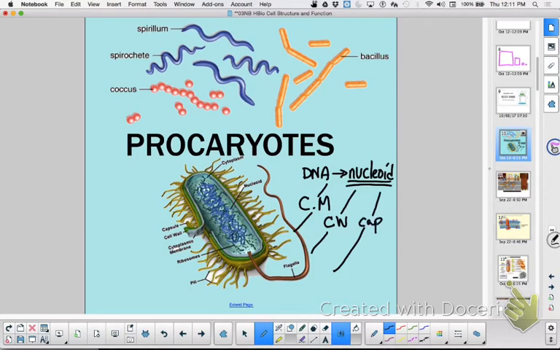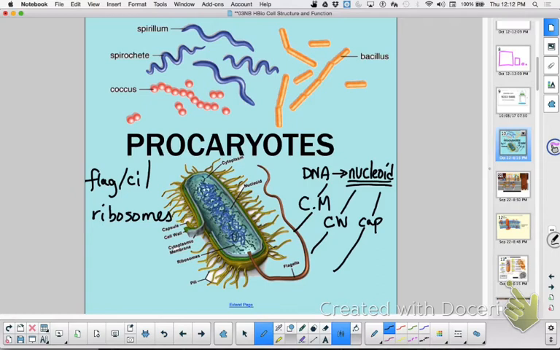What else do these cells have? What are the moving things called? Yeah, you could have flagella. You could have cilia. What else could you have? Flagella, cilia, and ribosomes. What happens on ribosomes? Protein synthesis. Okay.